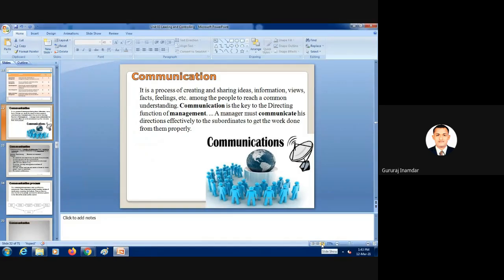So we have already discussed the definition. Communication is the process of creating and sharing ideas, information, views, facts, feelings, etc. among the people to reach a common understanding. It is the key of the directing function of management. A manager must communicate his direction effectively to the subordinates to get the work done from them properly. Is it right?